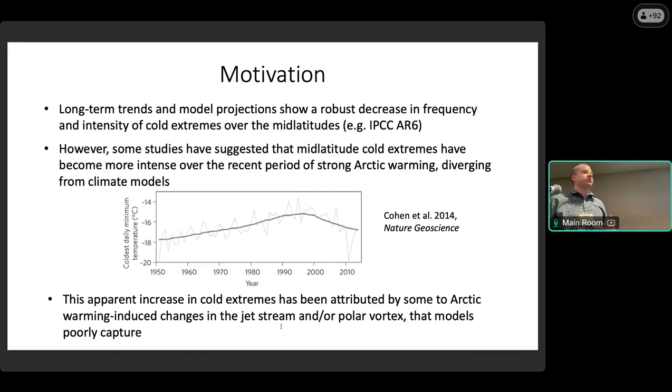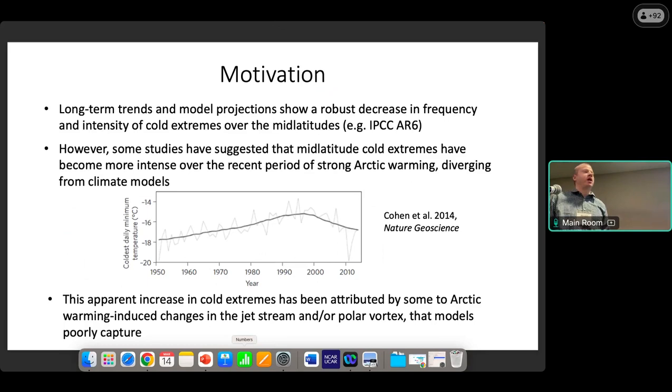And this occurred at the same time as rapid Arctic warming and sea ice loss. So it motivated a lot of studies trying to link the two. There have been quite a few studies that have attributed this increase in cold extremes over the mid-latitudes to changes in the polar vortex or jet stream caused by Arctic warming, and that models actually poorly capture these changes. This gets a lot of attention in the media whenever an extreme cold event occurs. It often gets blamed on climate change because of these proposed changes in atmospheric circulation.